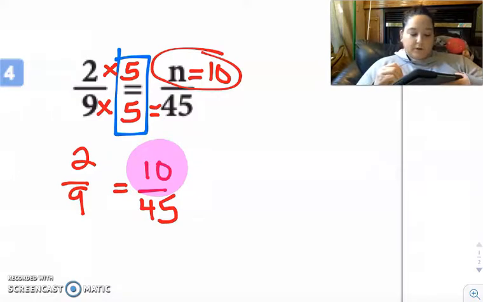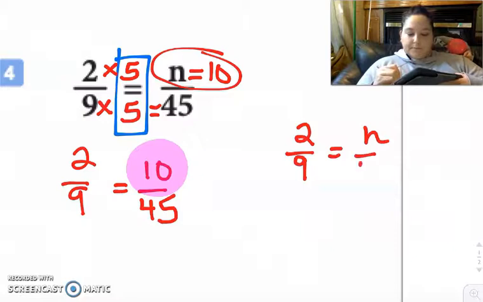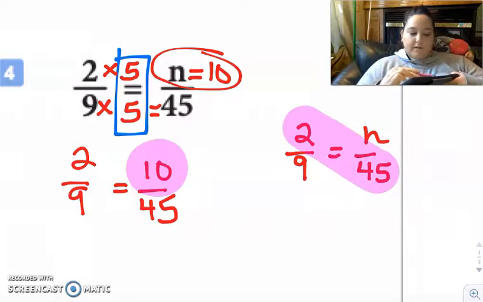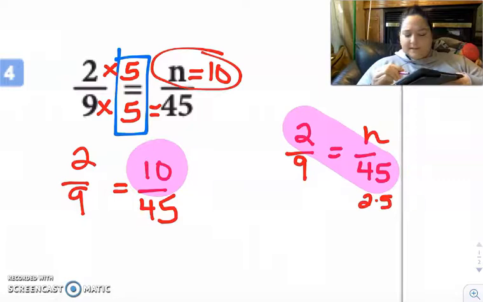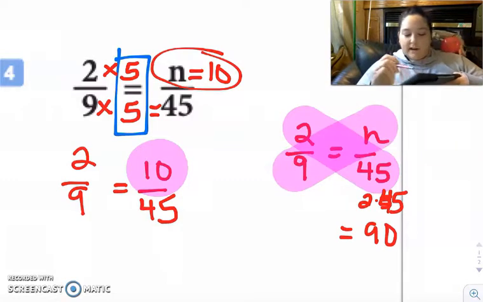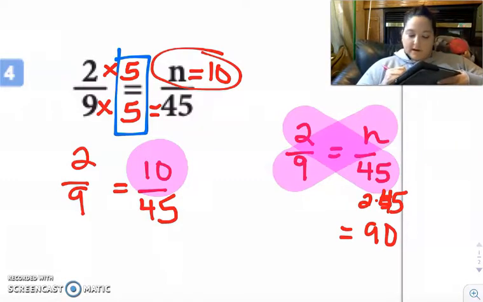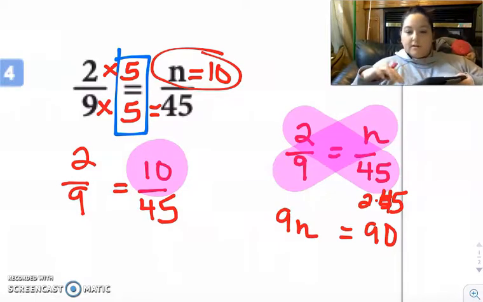We could do cross multiplication if you prefer that method. So if you used cross multiplication, this is how you should have done it. So I could do 2 times 45. 2 times 45 is 90. And then on the other side, we've got n times 9, or 9n. So 9n, or 9 times n, equals 90.